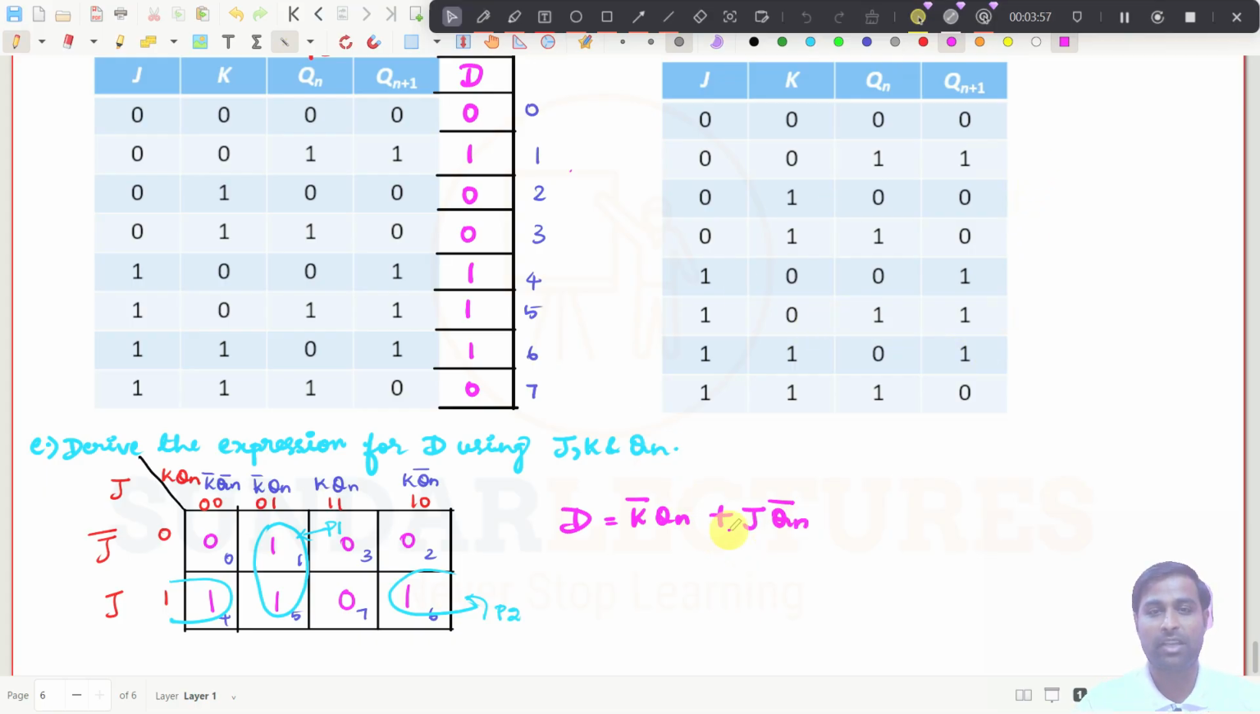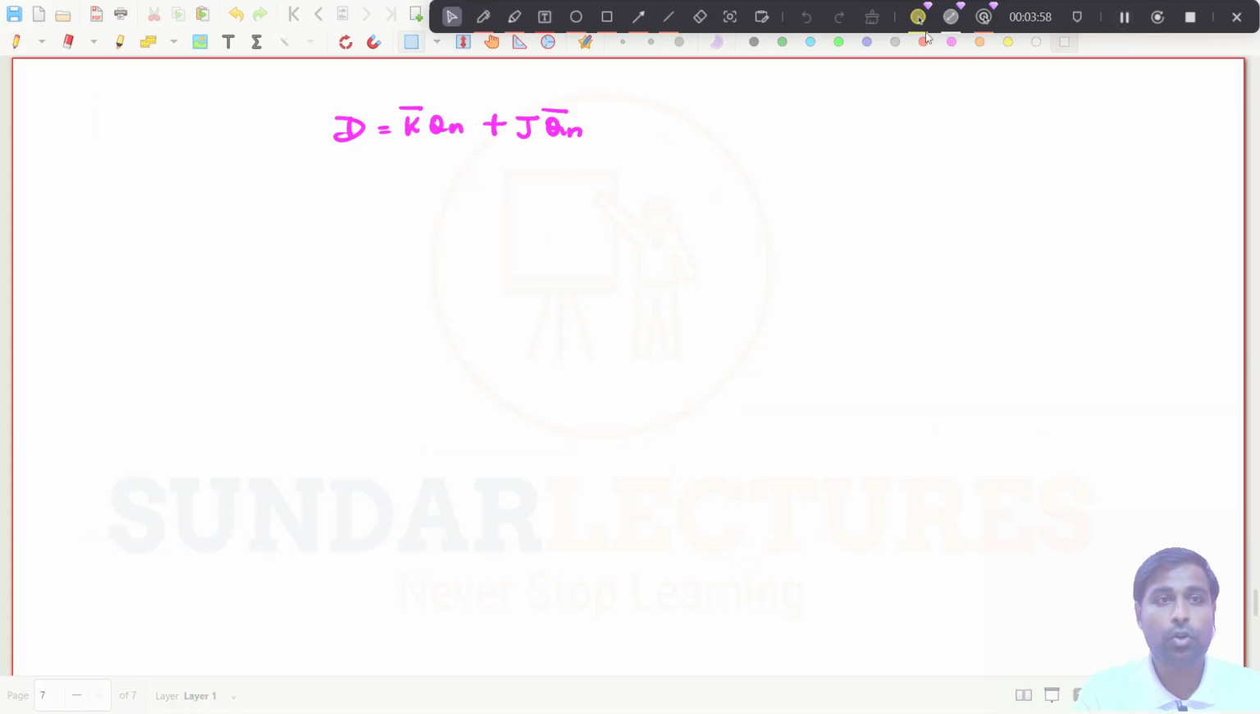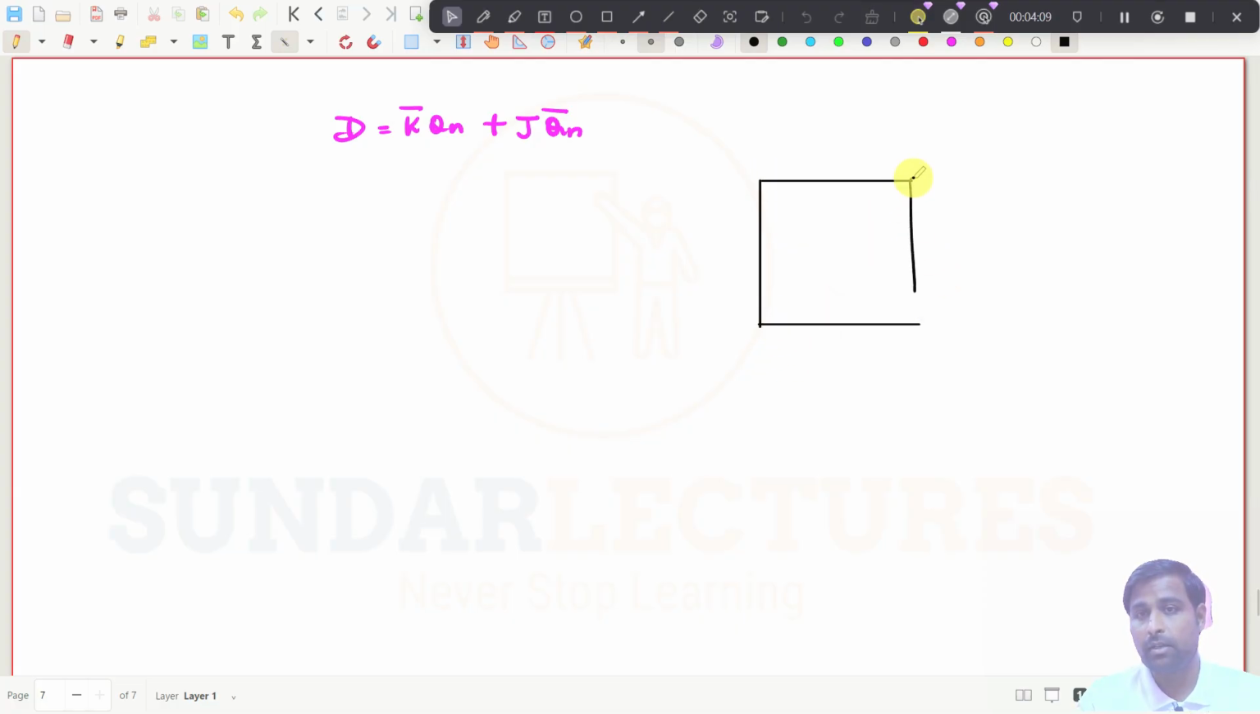So I will just bring the page. You can see that this is the expression we have got, and what you have with you is a D flip flop, right? This is Qn, this is Qn bar. So this is the D input, this is Qn, and this is Qn bar. And this is the D flip flop, this is D.